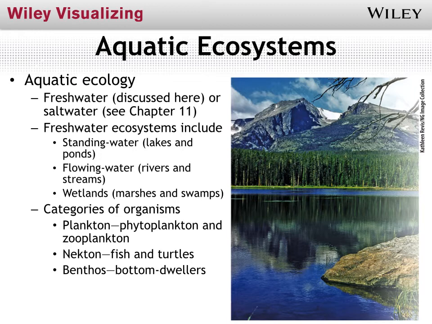Then you have the nekton, the larger vertebrates like fish and turtles, and the benthos, the bottom dwellers, the things that live down in the sand or muck, or things that are at the bottom of the water.